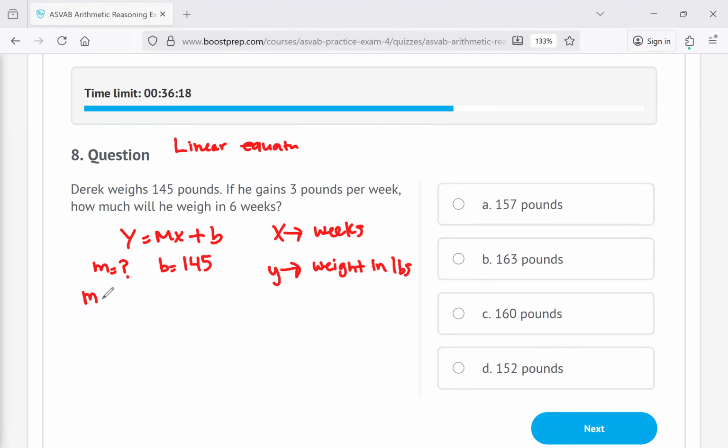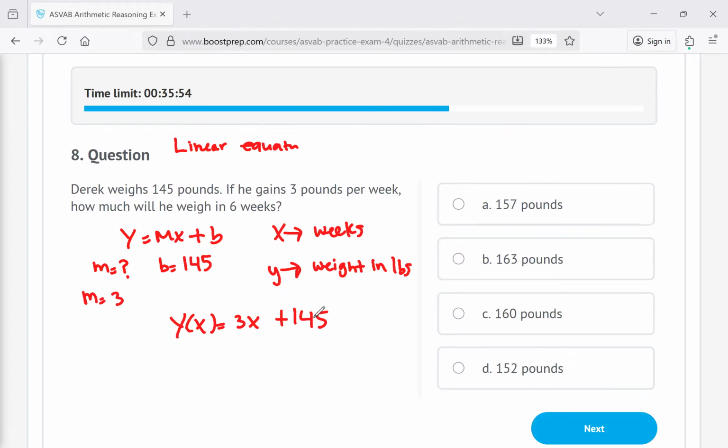The m is like the uncontrolled value. It's the value that we're not really sure of. If he gains 3 pounds per week, we don't really know the total amount, right? Because we don't know how many weeks. So our m is going to be 3. So our equation is going to be y of x is equal to 3x plus 145.